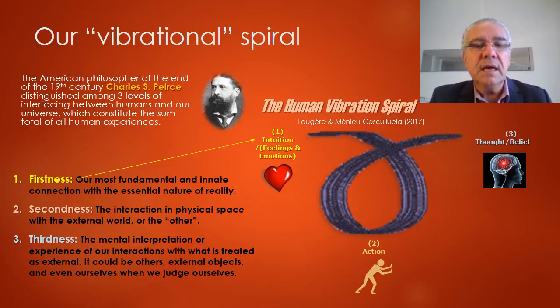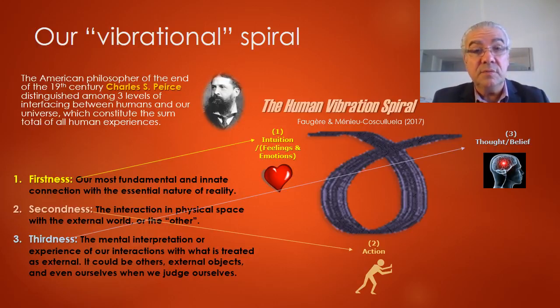So how do we link the human vibration spiral and this analysis by Charles S. Peirce? Well, firstness really corresponds to the realm of intuition and feelings and emotions. These are our primary objects, our primary connections to reality. The level of secondness corresponds to the level of action and reactions, that step in the human vibration spiral. And then the level of thirdness is the level of thoughts or beliefs.